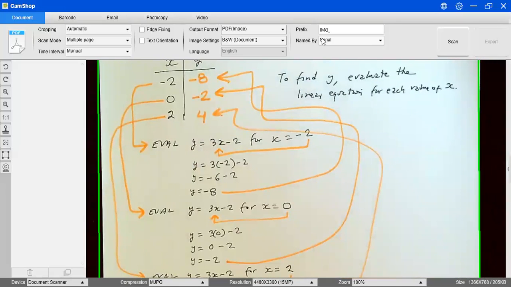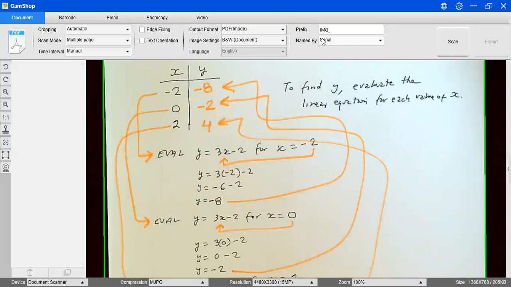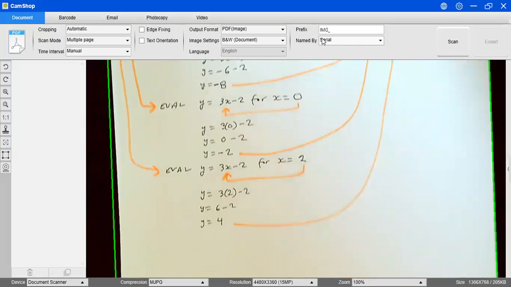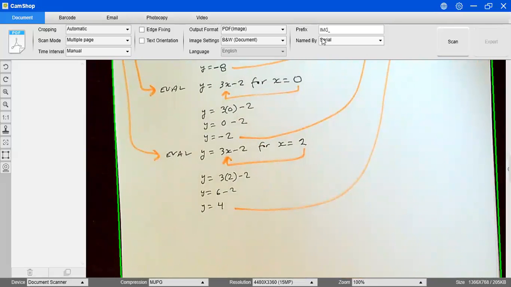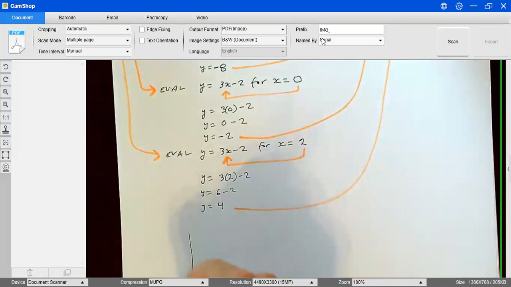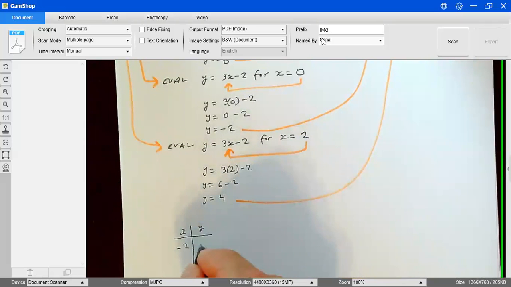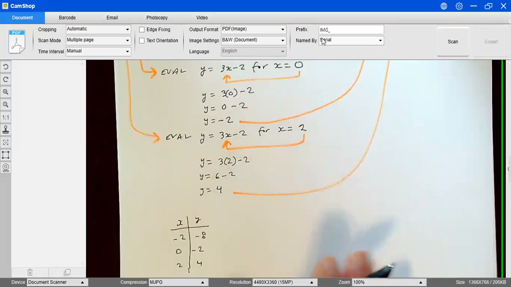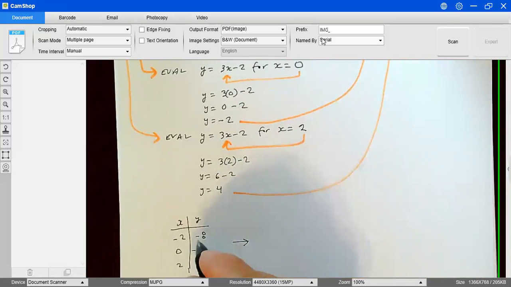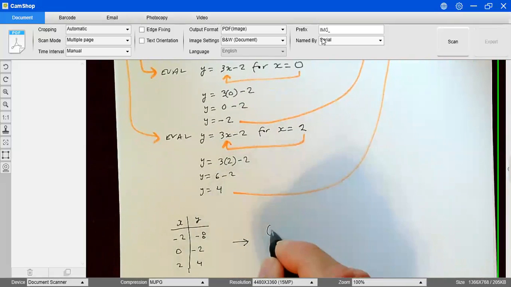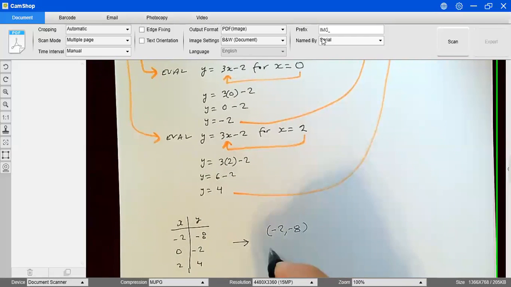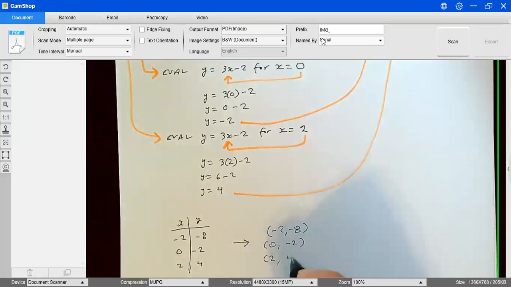Okay, so I have now my t-table complete. So I'm going to write the t-table here to get the points. So my t-table is -2, -8, 0, -2, and 2, 4. So this is like having 3 points. The first one is -2, -8, 0, -2, and 2, 4.